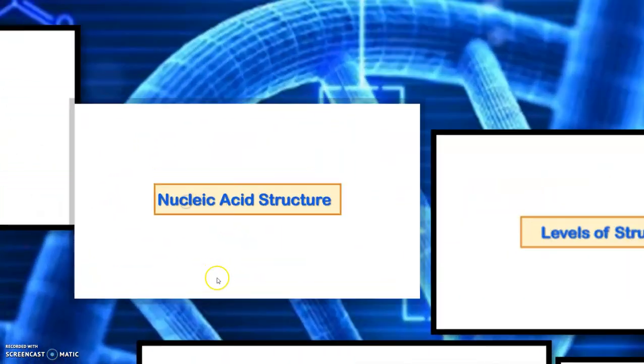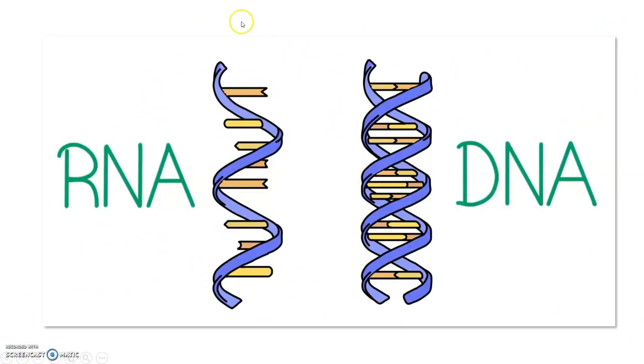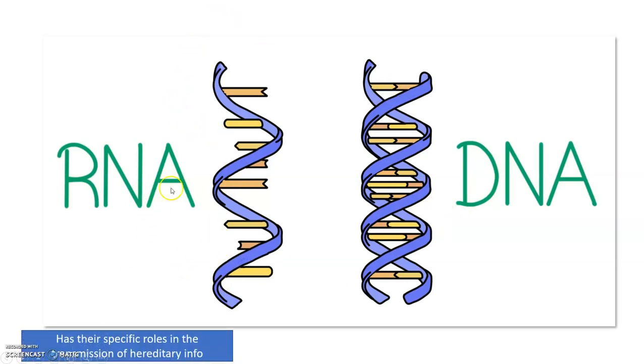So let's go to the structure of your nucleic acids. We all know you have your RNA and your DNA. Both of them have their specific roles or functions in the transmission of hereditary information. We will see that later on. And they are located at different locations of the cell. DNA is located in the nucleus while your RNA is located outside the nucleus. It can be found in your cytoplasm or the cytosol.